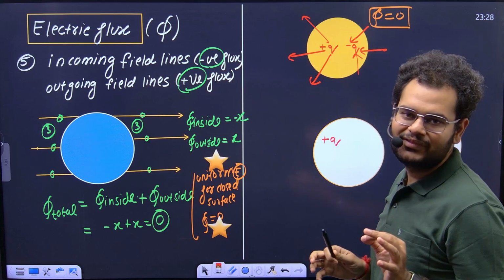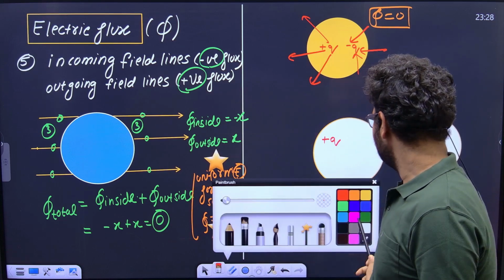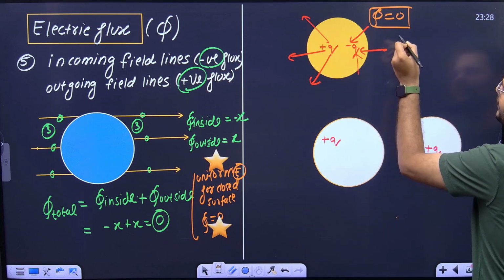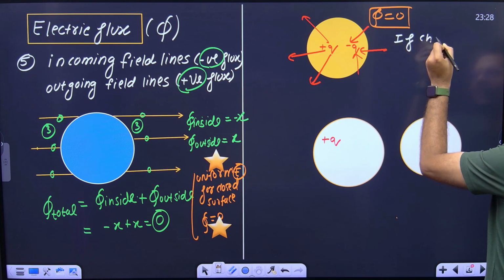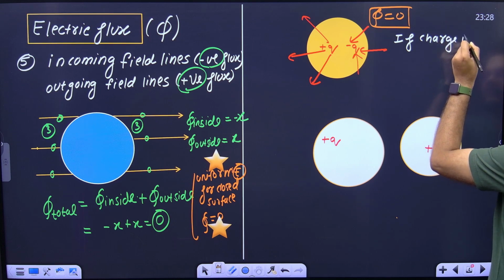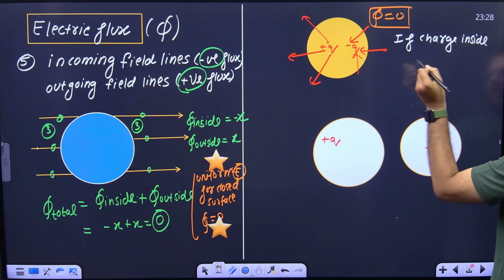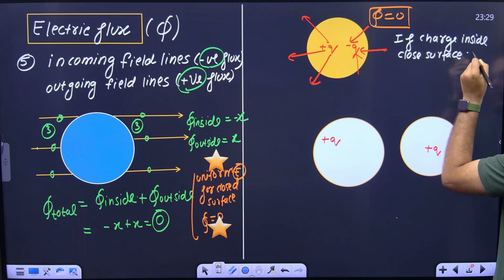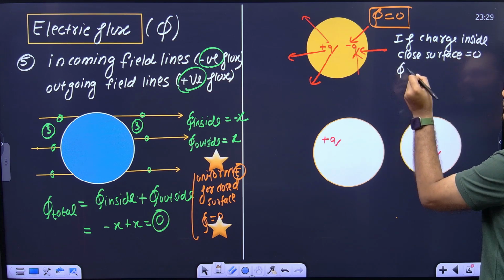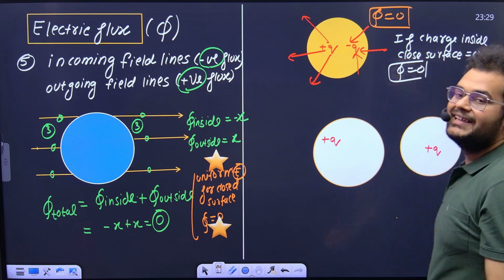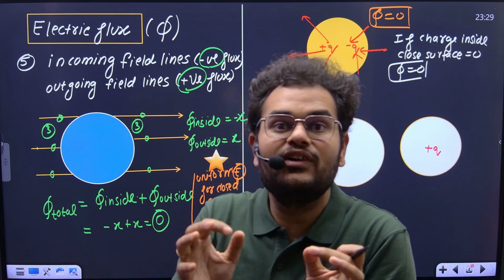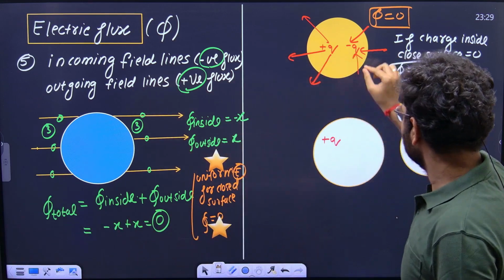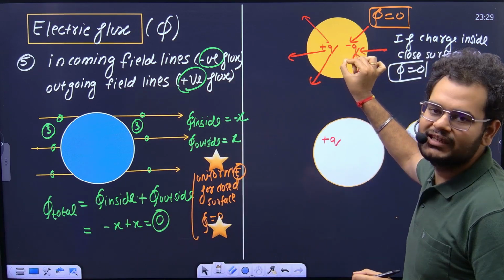So here, what is the flux? 0. I will tell you one important point which you will learn in Gauss law. What is that important point? That if the charge inside a closed surface is equal to 0, then flux is 0. Always remember. If the charge inside a closed surface is 0, then flux is what? 0. 100%, 200%, 1000%. Are you getting what I'm trying to say? Here you tell me, what is the charge here? Sir, Q and minus Q.